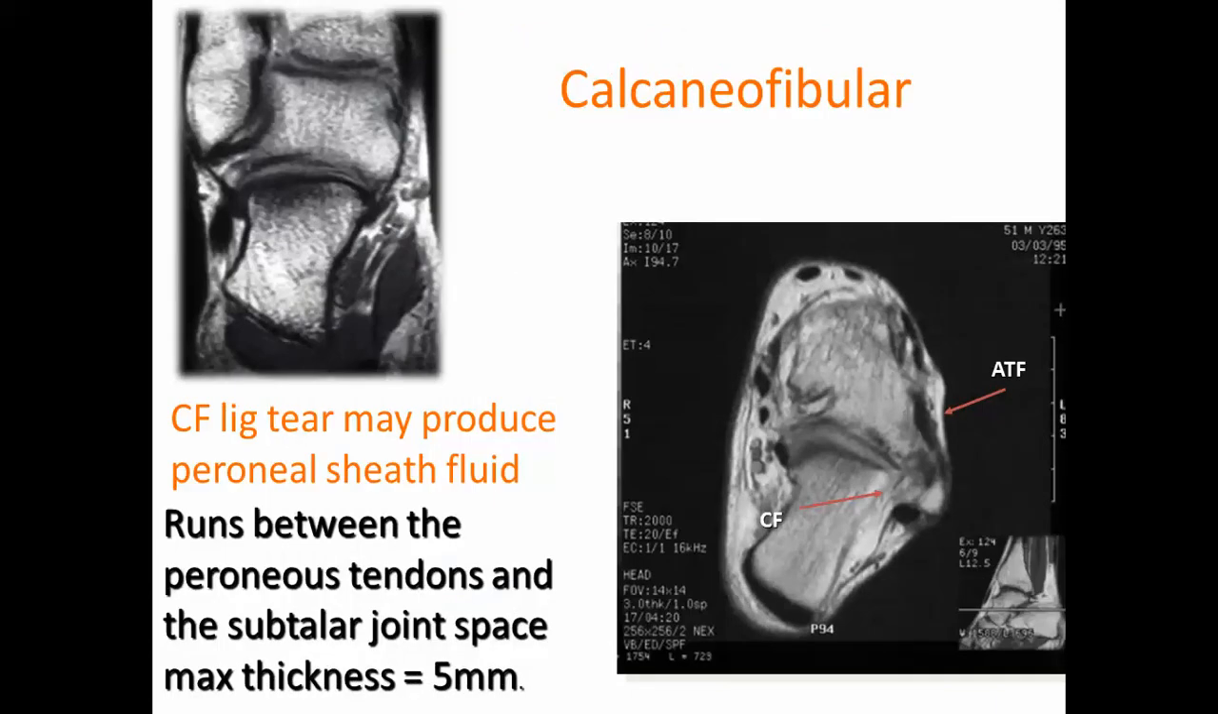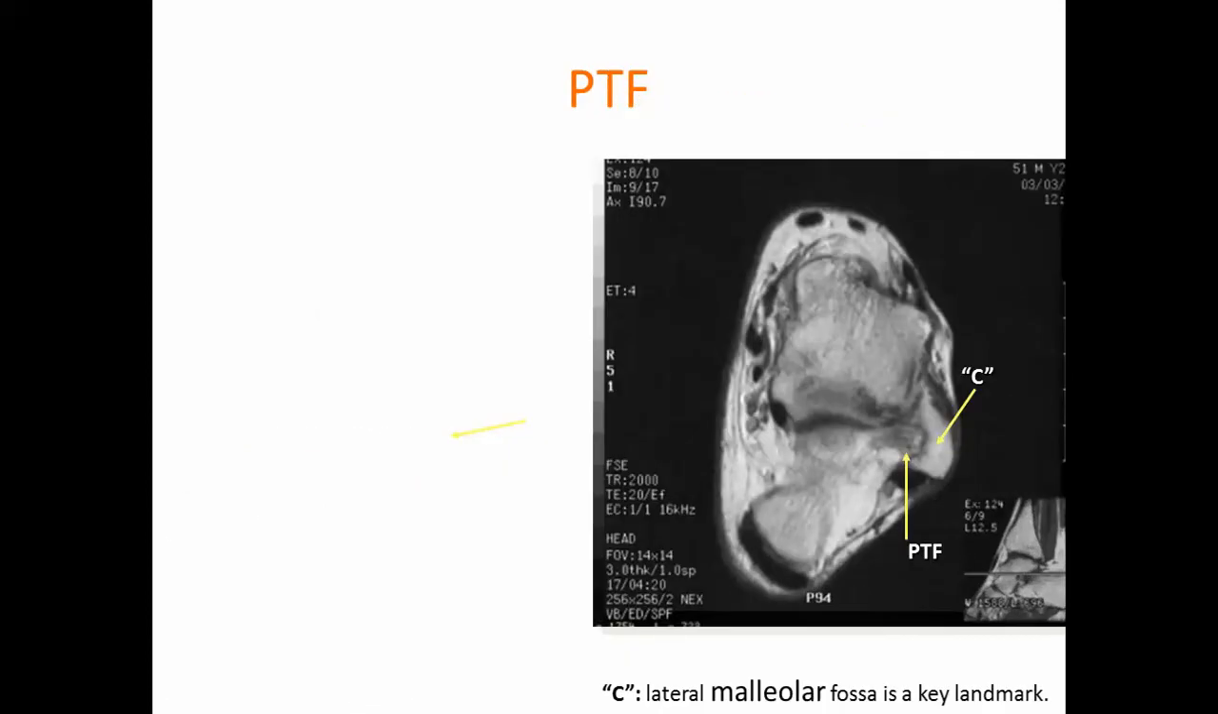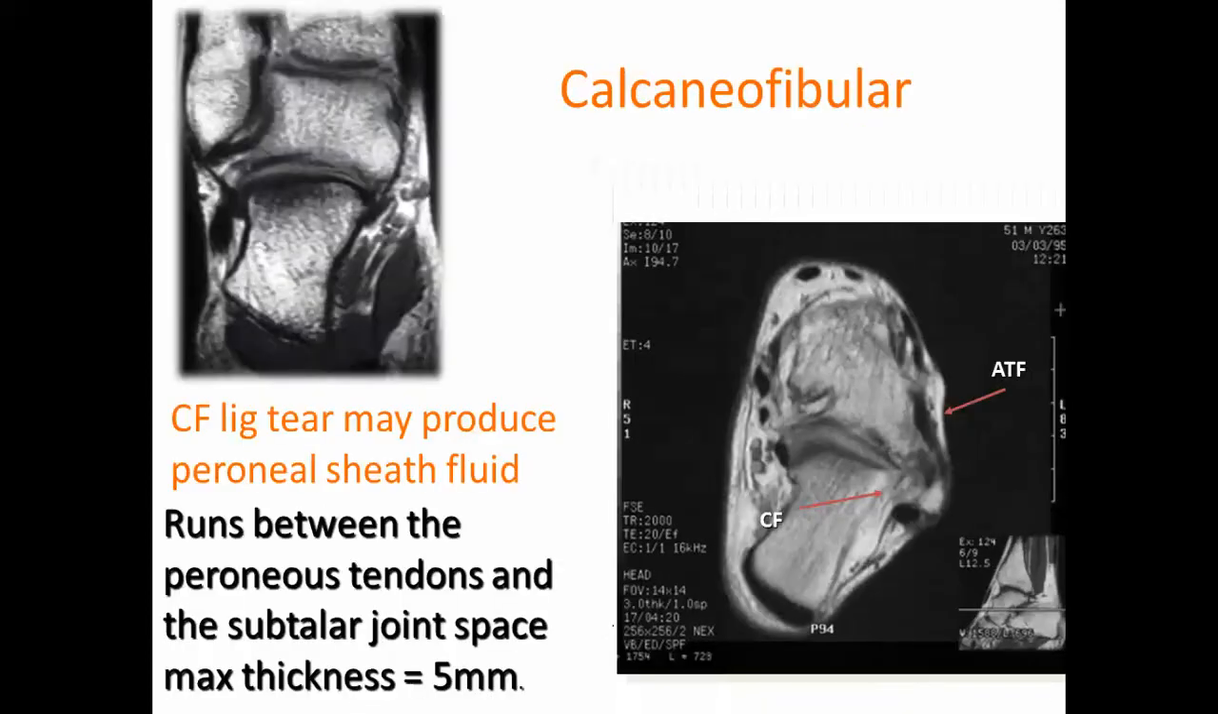Now, the calcaneofibular ligament. The calcaneofibular ligament is the ligament between the calcaneum and fibula, this one, and it lies between the peroneus tendons and the subtalar joint space. Its maximum thickness is 5 millimeters. It is a thin one.